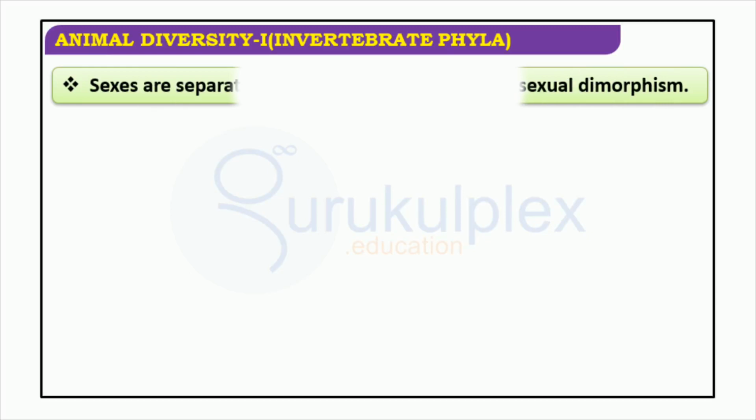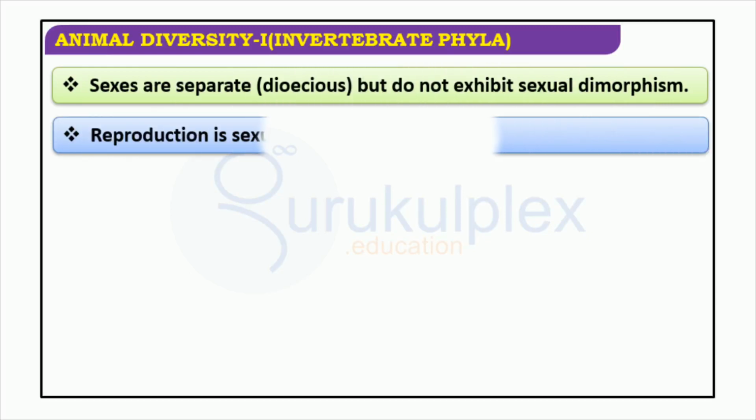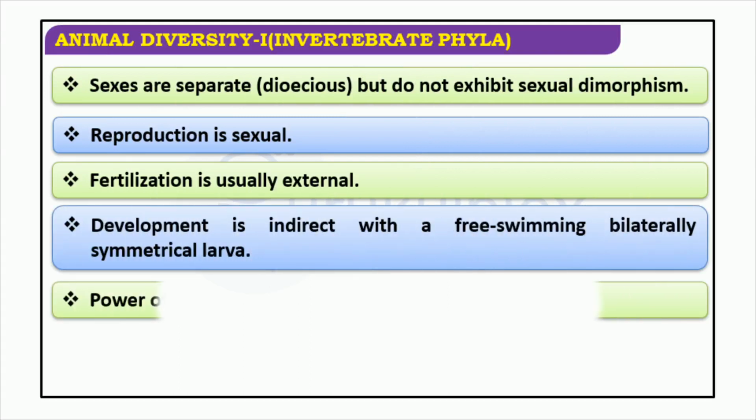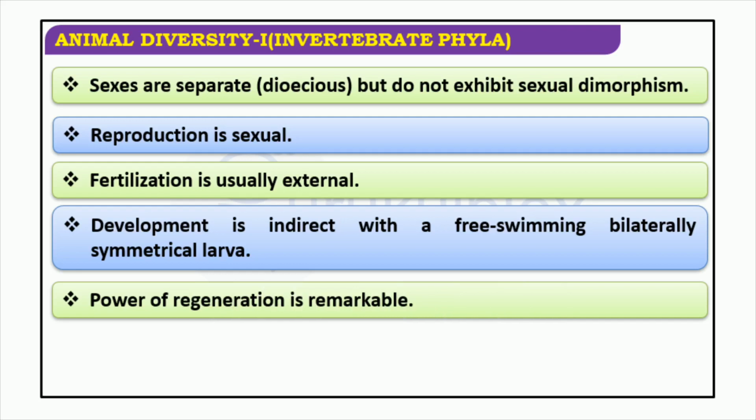Invertebrate phyla, with genders appearing identical but separate, exhibit sexual reproduction requiring external fertilization. Their remarkable ability to regenerate and reproduce cells and tissue allows them to adapt and evolve in extraordinary ways, even with a seemingly basic design.